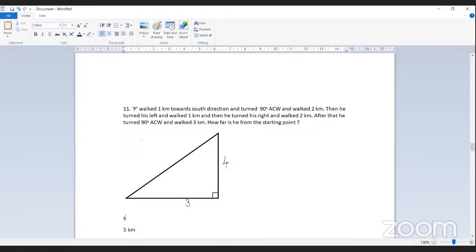The shortest distance would be something like this: square root of 4 square plus 3 square, which is 5 kilometers. Okay.